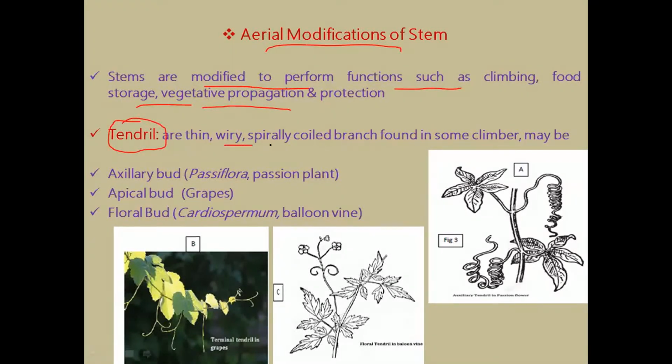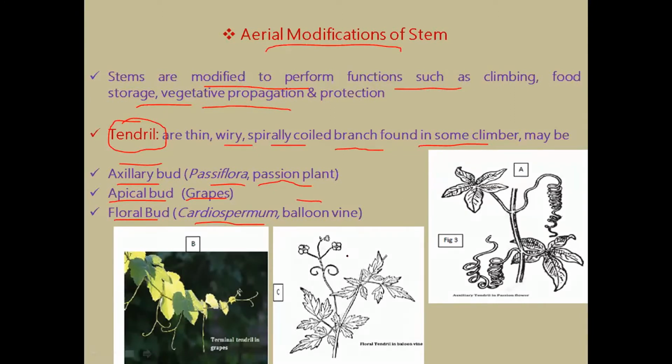Tendrils are thin, wiry, spirally coiled branches found in some climbers. It may be axillary, developed from an axillary bud, found in passiflora, also known as passion plant. Also in some plants, apical buds develop into tendrils. It is found in grapes. Or floral buds develop into tendrils. It is found in cardiospermum, also known as balloon vine.